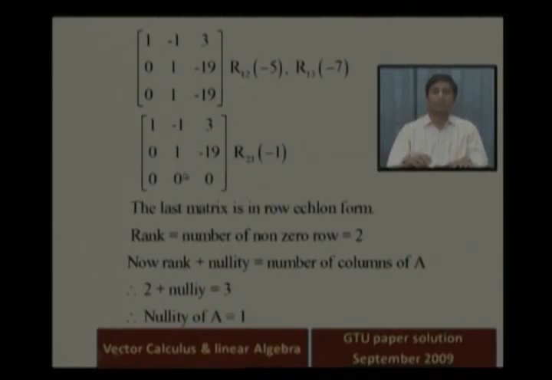How many non-zero rows? Only 2 non-zero rows, right? So that's why rank is equal to the number of non-zero rows in the row echelon form matrix, that is equal to 2. Now here we use the rank-nullity theorem to find the nullity. We have a theorem that rank plus nullity is exactly the number of columns of the matrix A. So rank is 2, plus nullity, and the number of columns of A is 3. So the nullity of A is equal to 3 minus 2, that is equal to 1.